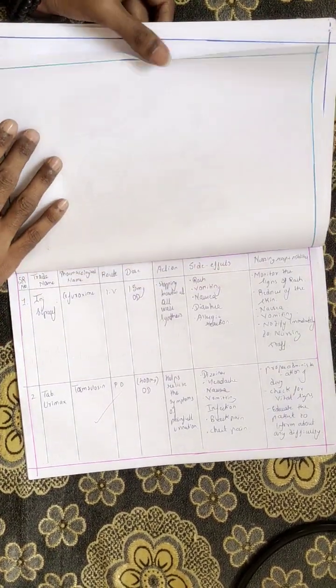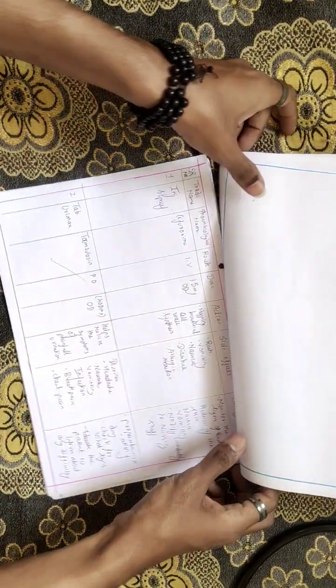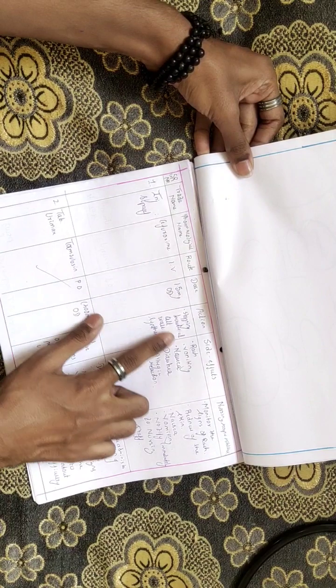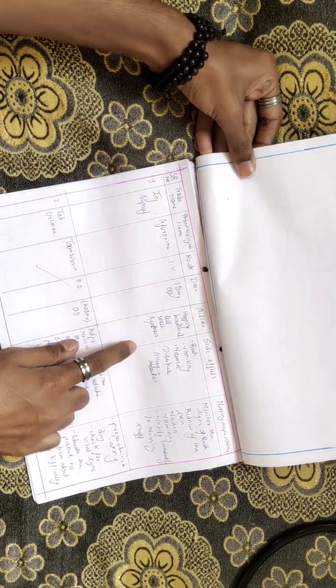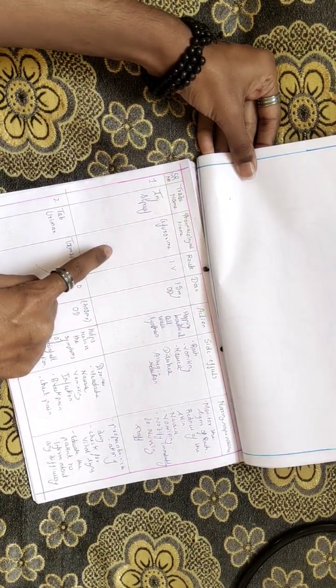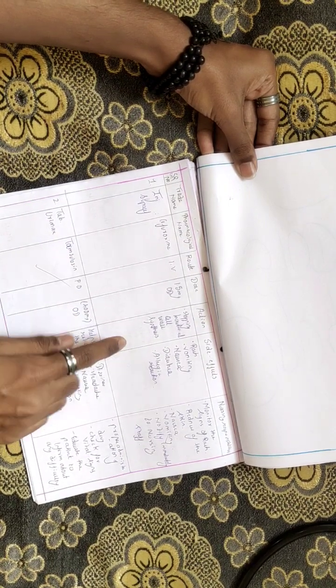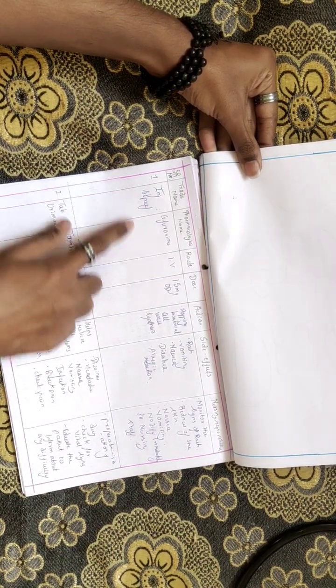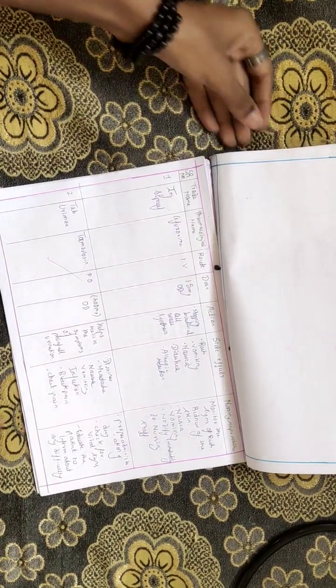Coming to the drug study, there are so many drugs. This is the way you have to write the drug in a horizontal format: trade name, pharmacological name, route, dose, action, side effect, nursing responsibility. More you can add: mechanism of action, indications, contraindications. This I have written in short. In other videos you can see that. Injection Supersafe and tablet Urimax. You can just go through it.